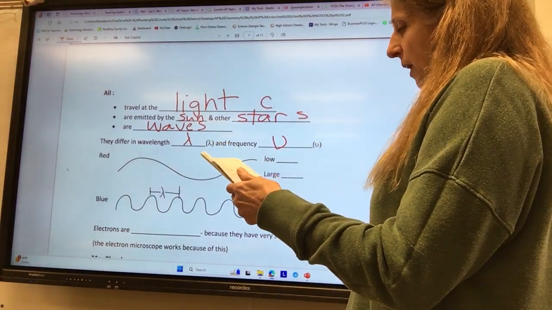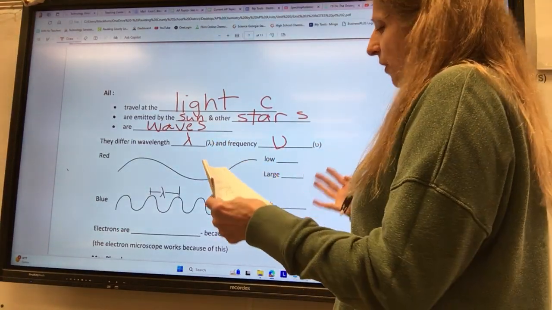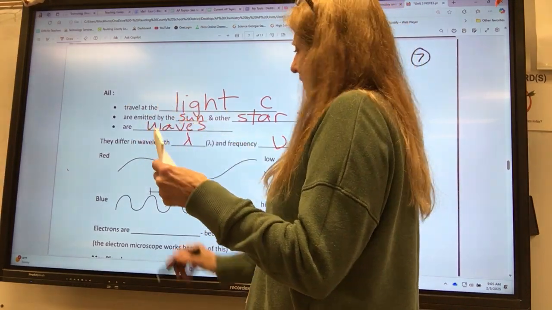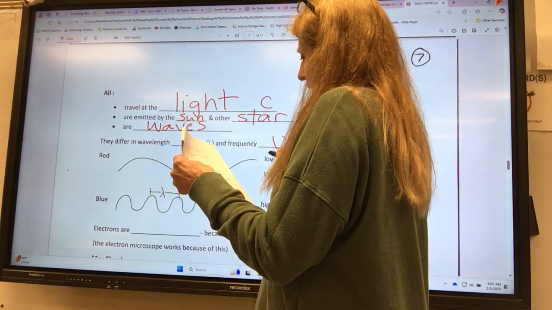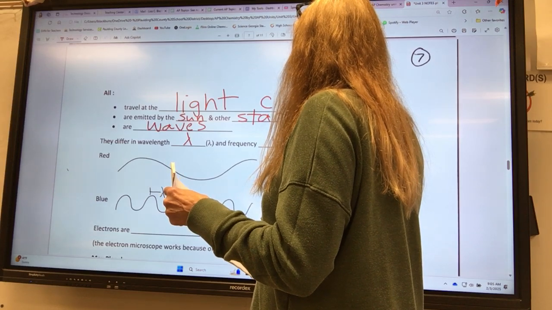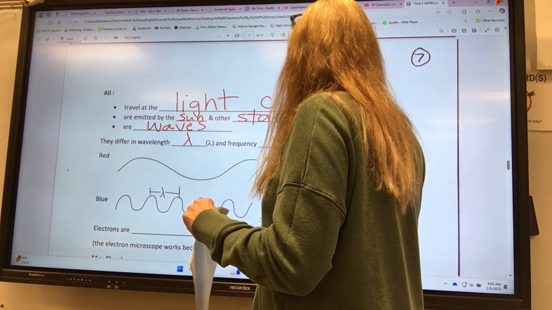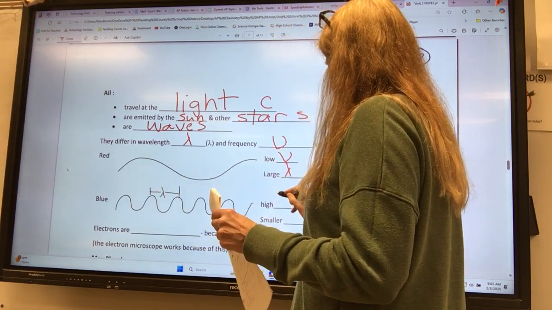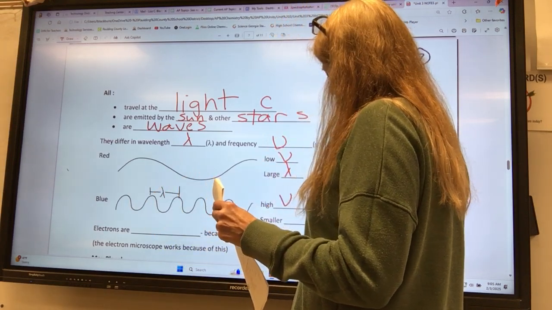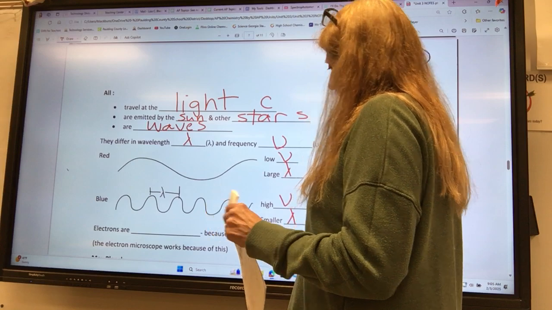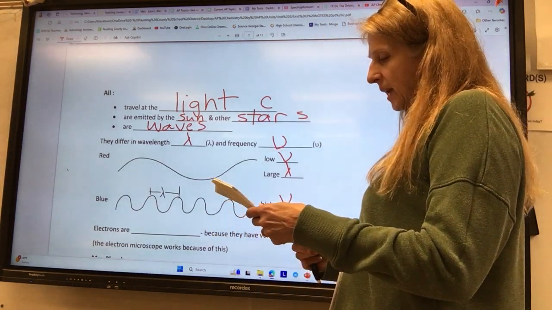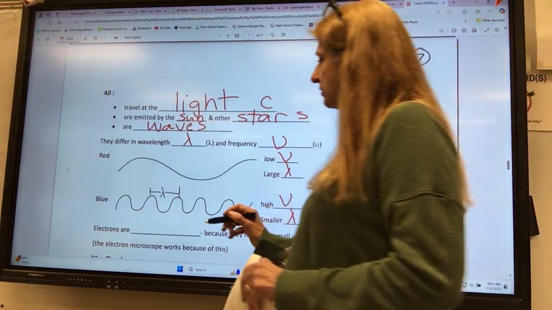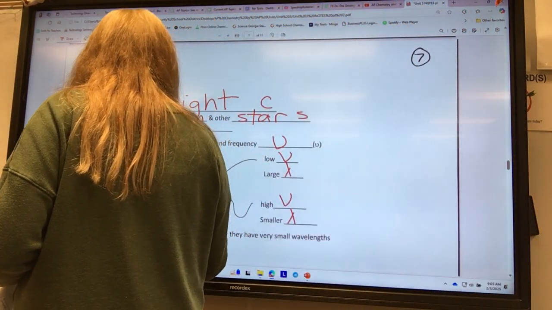Okay, so just know that whatever's on the red side has the bigger waves with the lower frequency and the larger wavelength. Whatever's on the blue side is going to have higher frequency and smaller wavelength. Now, electrons are particles, but electrons are also waves. They have a dual nature.